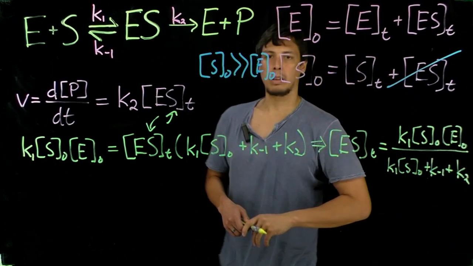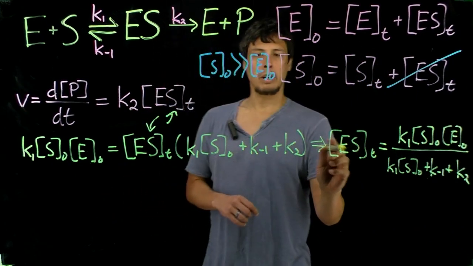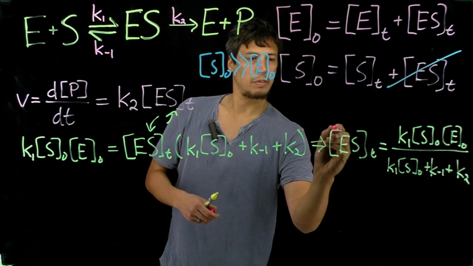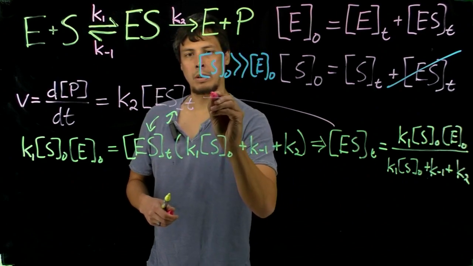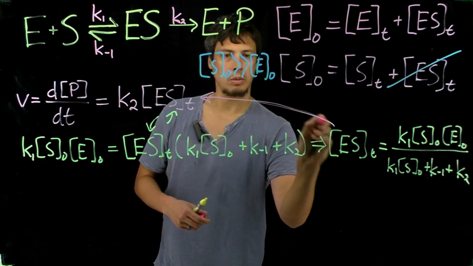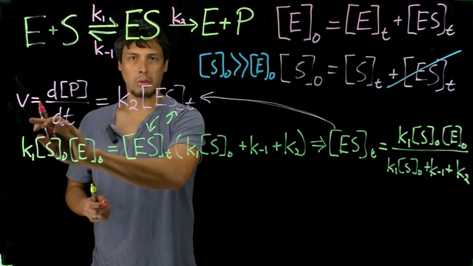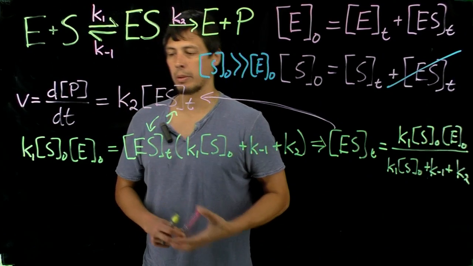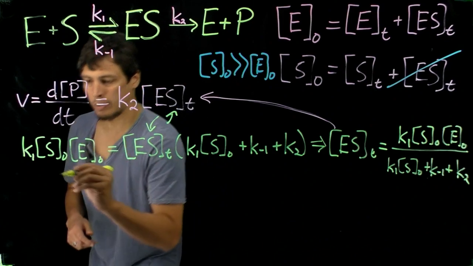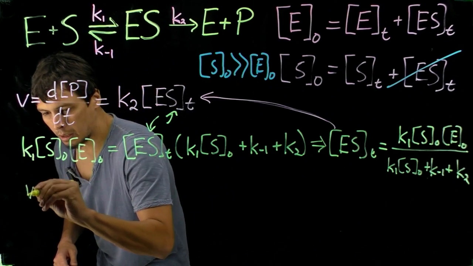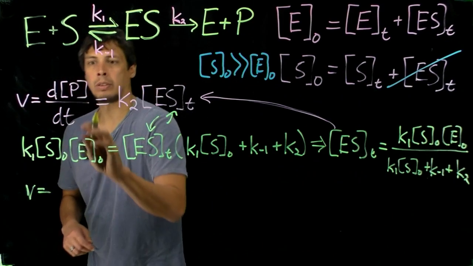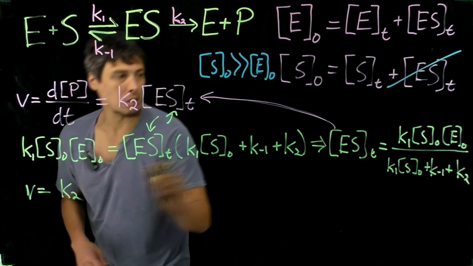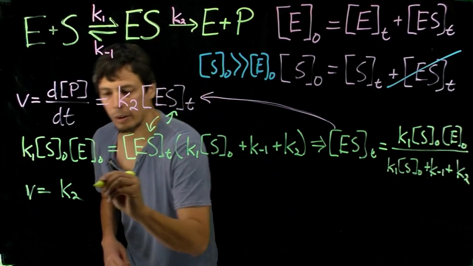Okay? Now, from there, we can then plug this back, because we have now solved for ES as a function of S naught. So we can plug that back into this equation here where we're solving for the rate, which is what we're going to actually measure in our experiment. So V is then going to equal dP/dt equals K2 times this entire term over here.